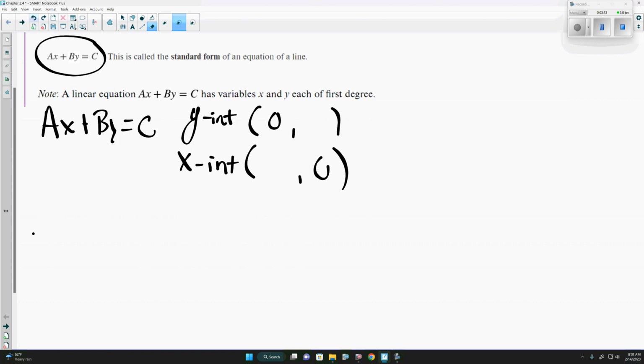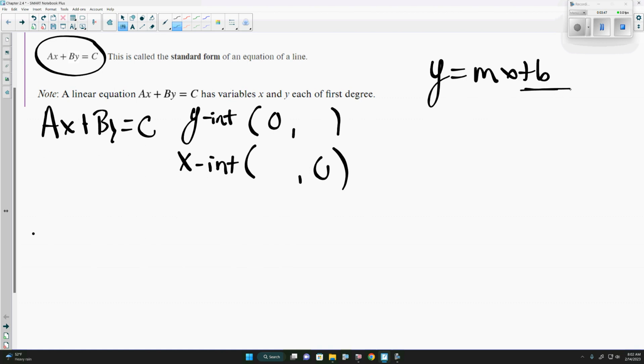Now, if it's already given to us in slope-intercept form: y equals mx plus b. Sorry, this is slope-intercept, not point-slope. This is slope-intercept form. Well, the b value is the y-intercept, and m is the slope. So I can plot the y-intercept, use the slope, I now have the equation of the line, and we're good to go.